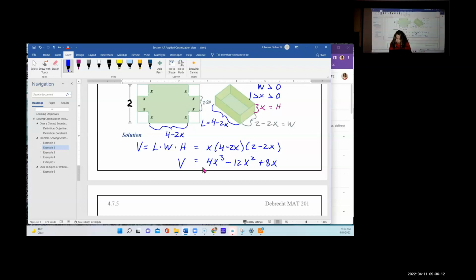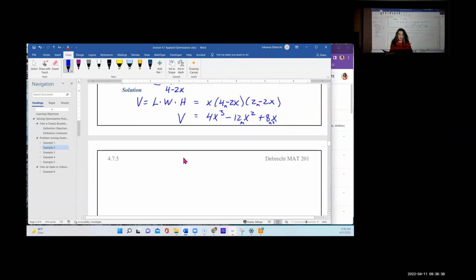Now, the 4 carried units of meters and the 2 carried units of meters. So I should actually have meters squared on this one, and I should have meters on this one, and, nope, that's it. I don't have any on the first one. All right.